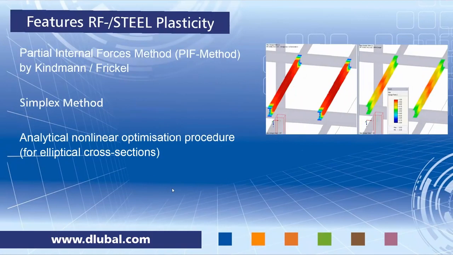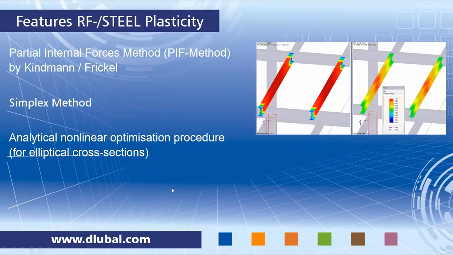For RF Steel Plasticity, we have different methods of analysis available. The main one is the partial internal force method by Kindmann and Frickel, and this method is suitable for nearly all types of cross-sections. This method exists with and without a redistribution of internal forces. A second method that is available is the simplex method, which is for general cross-sections, and another type is the analytical nonlinear optimization procedure, which is used for elliptical cross-sections.